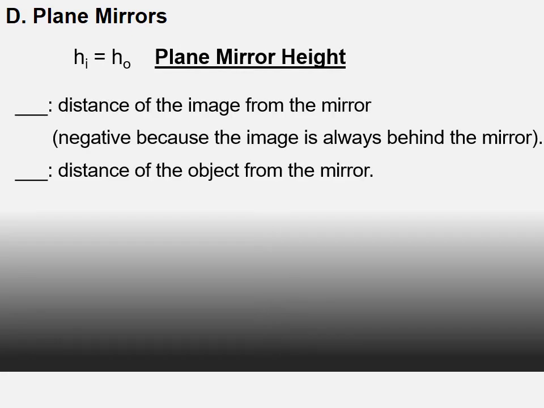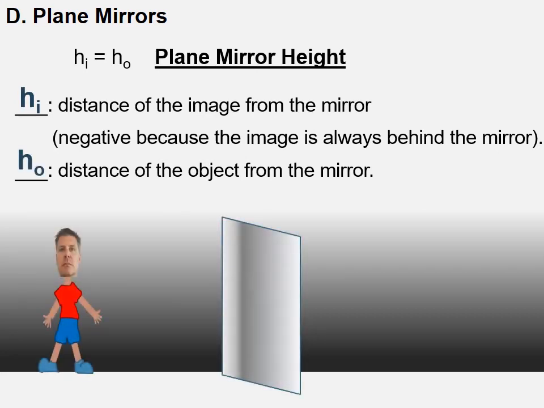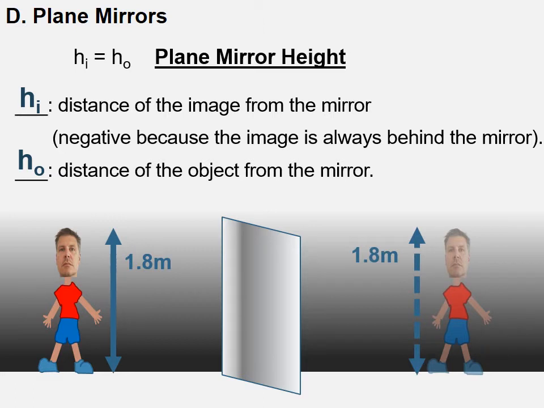hi equals ho. That's the plane mirror height. So height of the image is equal to height of the object. Again, I'm standing in front of the mirror. I'm 1.8 meters tall, and the image that's in the mirror is also 1.8 meters tall. Now, of course, you say, well, when I look in the mirror and I'm far enough back, I look tiny, but that's just because your image is so far away from you. Just like when people are really far away from you, they look really tiny, but they're still the same height. They're just really far away.